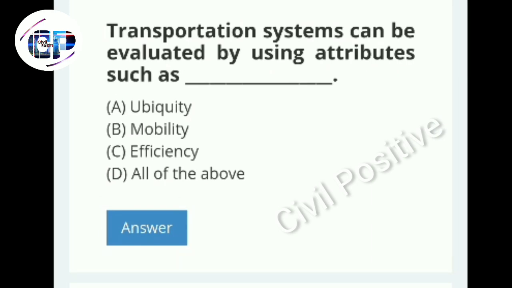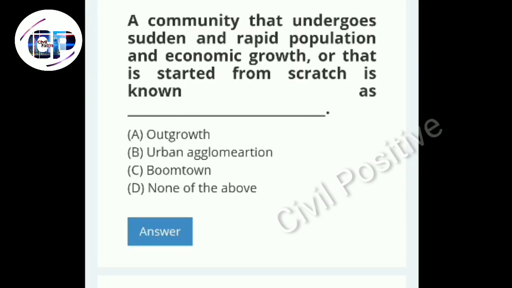Transportation systems can be evaluated by using attributes such as dash: ubiquity, mobility, efficiency, all of the above. Answer D, all of the above. A community that undergoes sudden and rapid population and economic growth, or that is started from scratch, is known as dash: outgrowth, urban agglomeration, boomtown, none of the above. Answer C, boomtown.